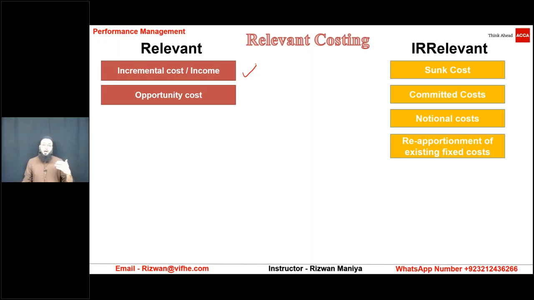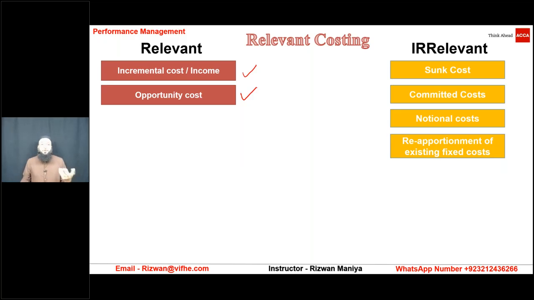If you take a decision to open up a new factory or a new shop, then the revenue that you will earn because of that new shop or new factory is known as incremental income. Now, for a cost to be relevant, it can either be an incremental cost or an incremental income. Second is opportunity cost. Cost of second best alternative foregone.